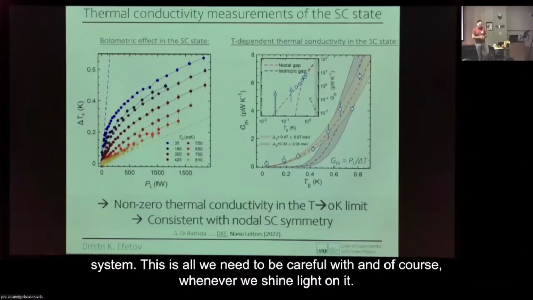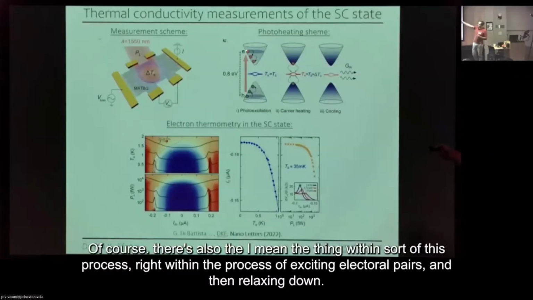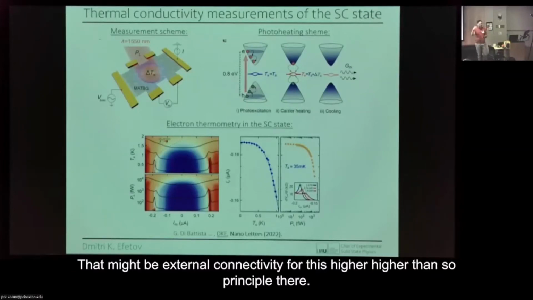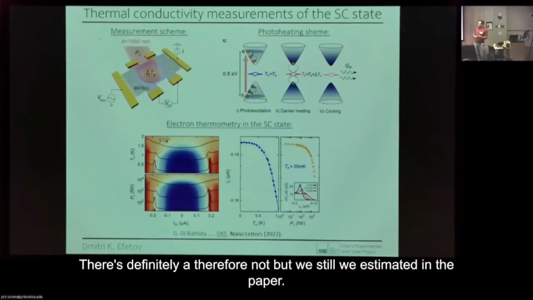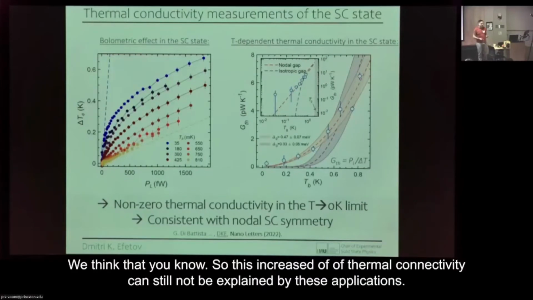And of course, whenever we shine light on it, within the process of exciting electron-hole pairs and then relaxing down, we need to be a little bit careful. There might be extra thermal conductivity through these higher bands, right? So in principle, there are definitely things one needs to be careful about. But we estimated in the paper that this increase of thermal conductivity can still not be explained by these fluctuations.